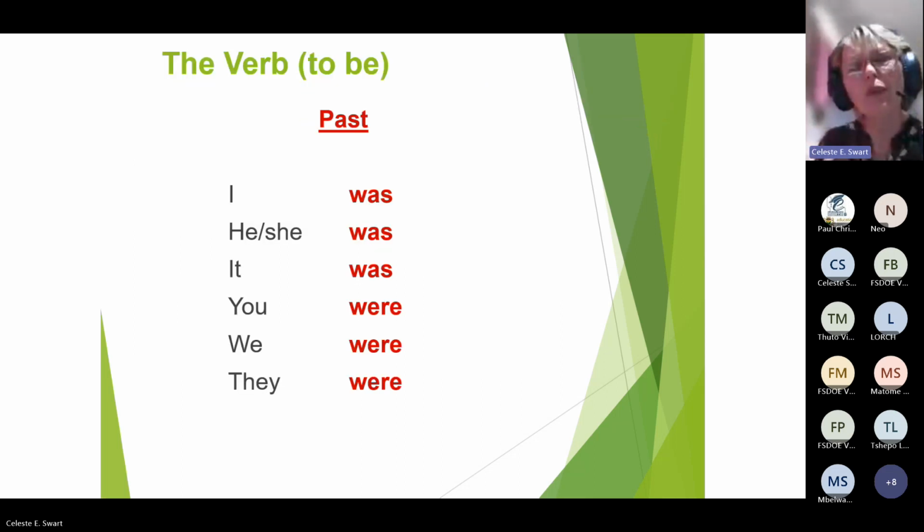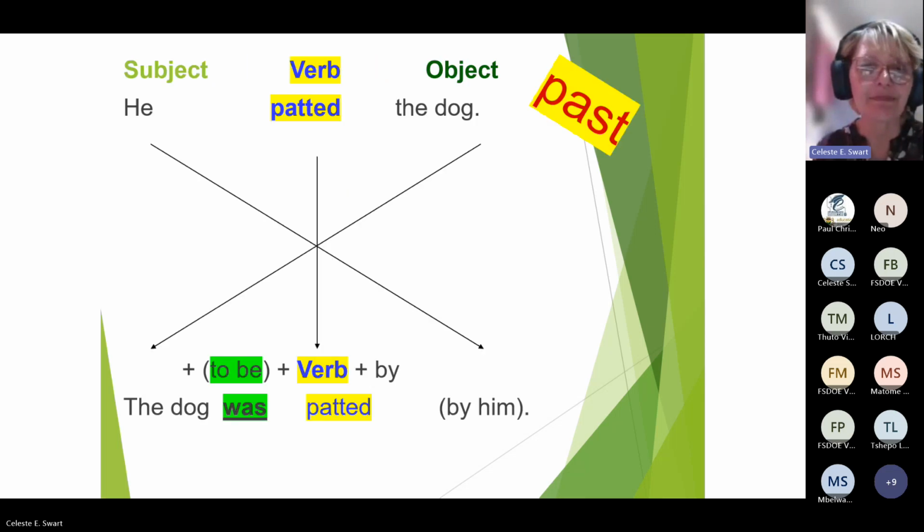Now, we've already looked at the present tense of the verb to be. Remember, it was is, am, are. But here we look at the past tense. Remember, the verb to be is I am, he is, she is. But if we use it in the past tense, it's I was, he was, she was, it was, you were, we were, and they were. So let's quickly look at what happens here. Now we have the verb in the past tense. So we know that the verb to be will be in the past tense.